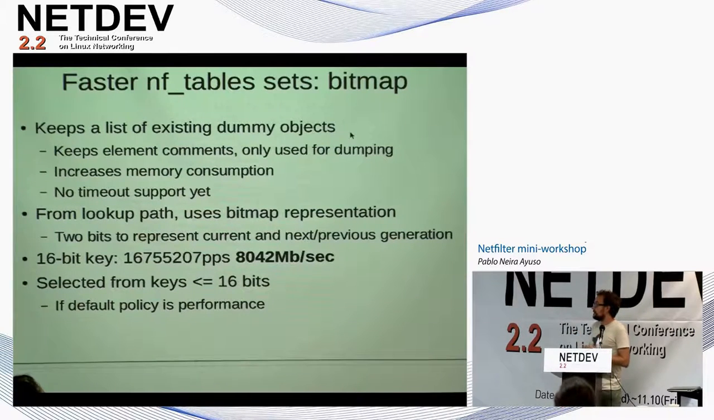And the performance numbers are quite good, better than the hash table and the red black tree that I'm going to show you in the next slide. So it's 16 million packets per second. That is quite good. And as I said, we can only select this bitmap in case the keys are smaller than 16 bits.